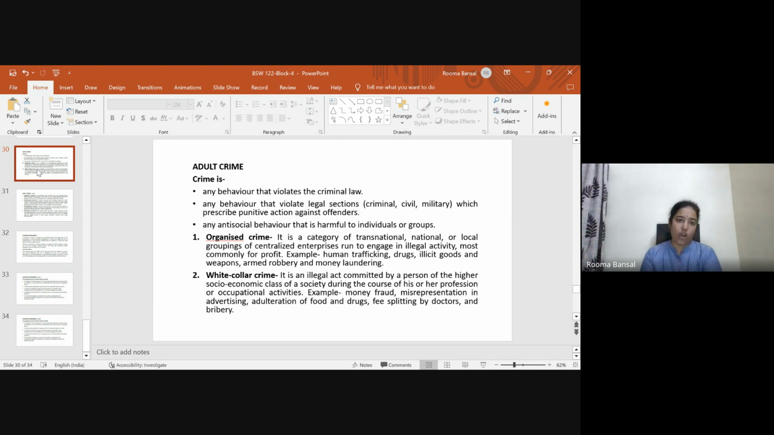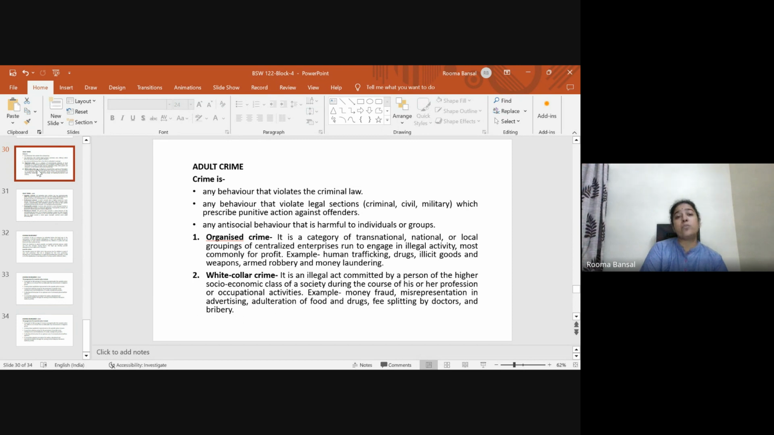There are two types of crime. Organized crime is a category of transnational, national or local groupings of centralized enterprises run to engage in illegal activity, most commonly for profit. Means an organized group who is practicing this illegal activity, and the reason behind it is to get money or profit. Examples: human trafficking, drug dealing, illicit goods and weapons, armed robbery, and money laundering. These are organized crime, means they are pre-planned. Kidnapping is also a planned crime, organized crime.